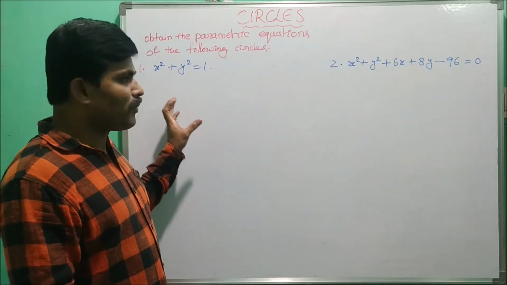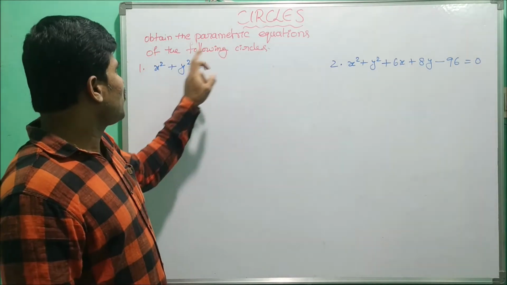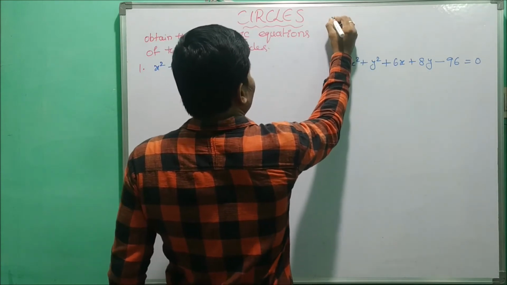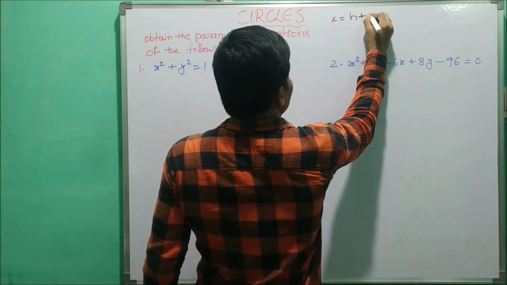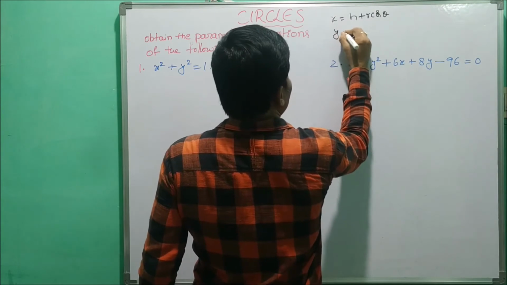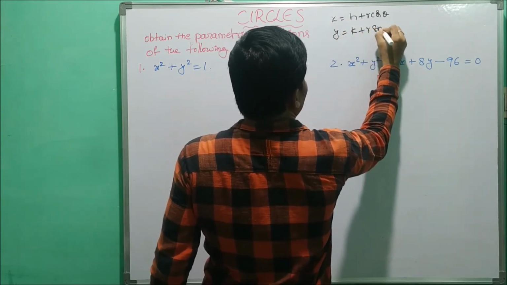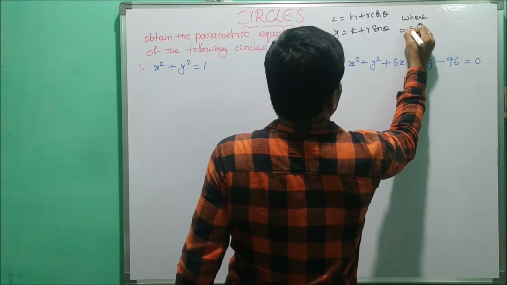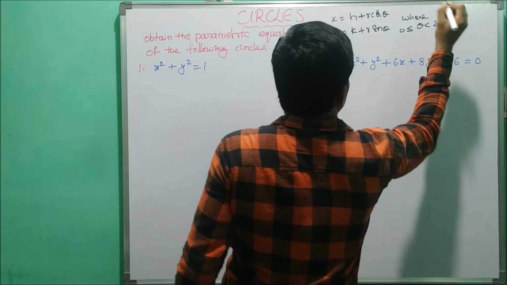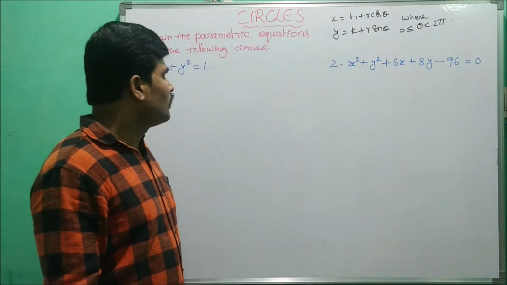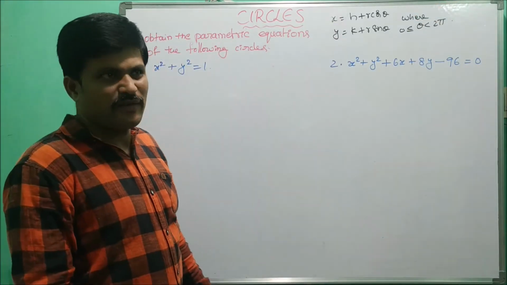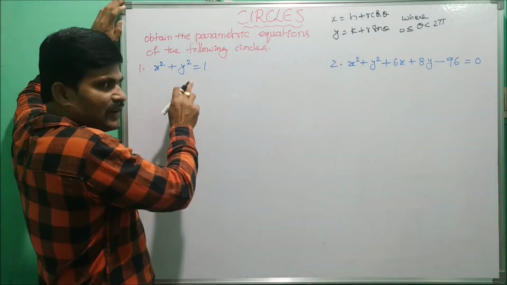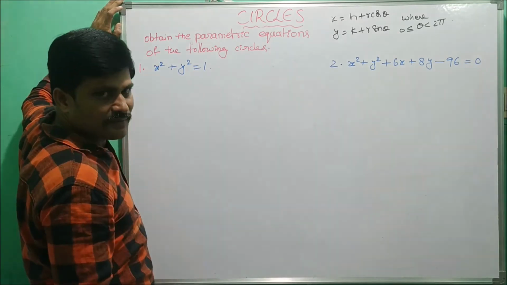So here, to solve the problems, obtain the parametric equations of the following circles. Our parametric equations of the circle are x equal to h plus r cos theta, y equal to k plus r sin theta, where the angle theta lies between 0 to 2 pi. So these are the two parametric equations. Now using these equations, in the given circle, first we find the center and radius.